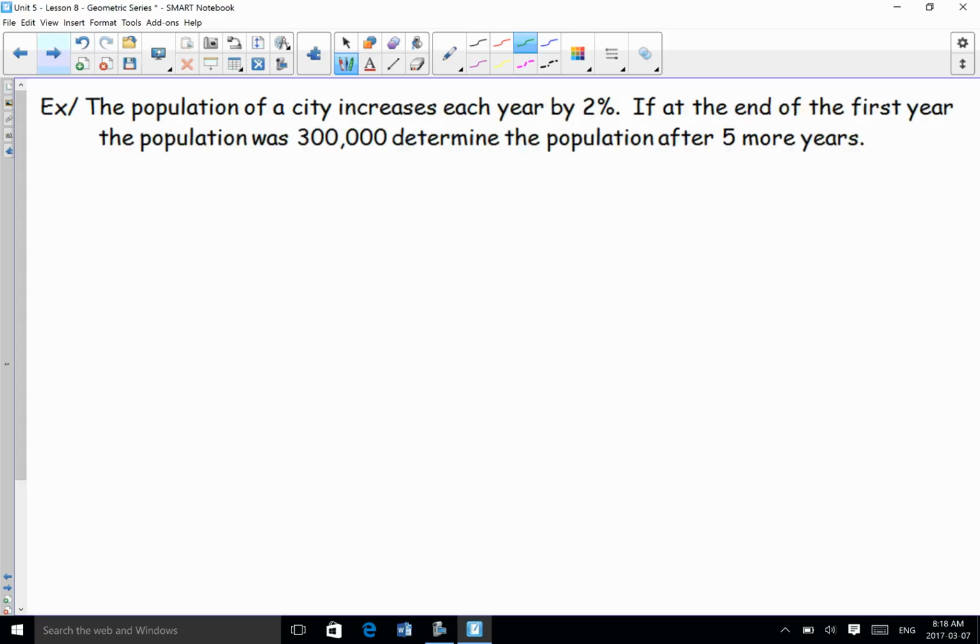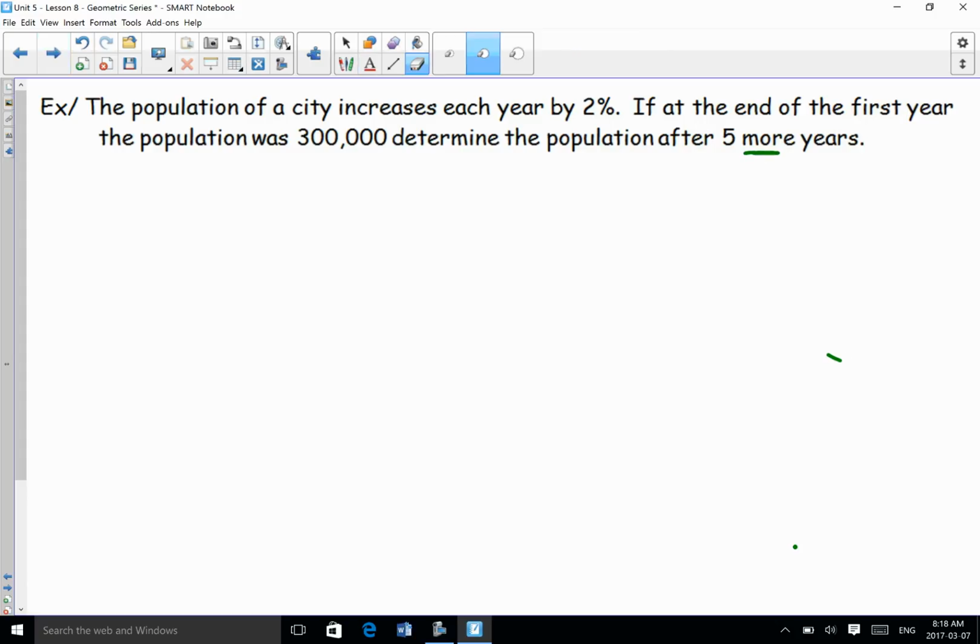All right, some applications, some word problems. The population of a city increases each year by 2%. Percents are hints that we're doing geometric things, where you're multiplying by a ratio. If at the end of the first year the population was 300,000, determine the population after 5 more years. There's kind of a key there, more years.